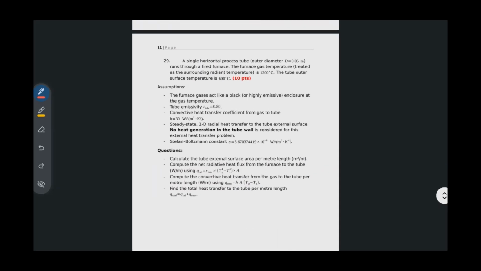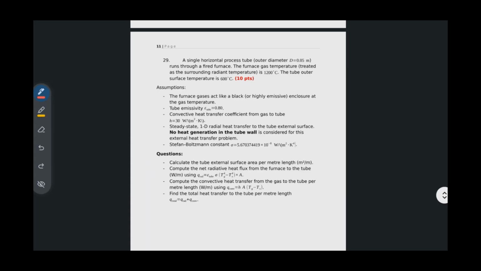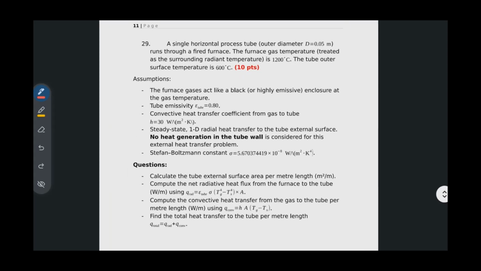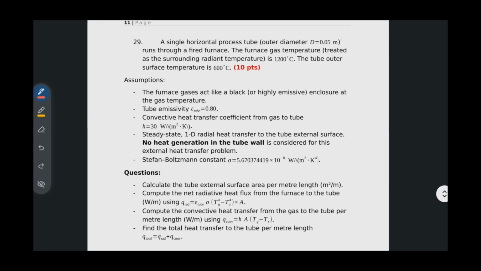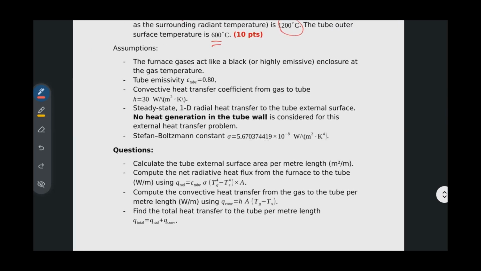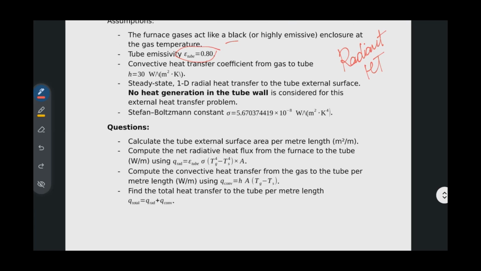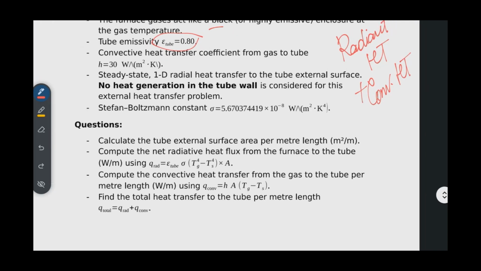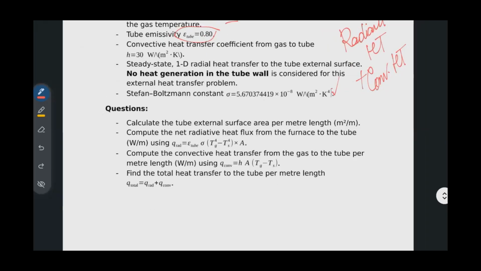It is okay. The last question is about the furnace tube heat transfer. I would say a single horizontal process tube, outer diameter is this one, runs through a fired furnace, gas temperature 1200, and tube outer temperature is 600. So furnace gas acts like a black enclosure, so its emissivity is given. It means that you will calculate the radiant heat transfer. Then convective heat transfer is given. It means you will also calculate convection heat transfer. Steady state, no heat generation, Stefan-Boltzmann constant is also given. Yes, it's for the radiation.